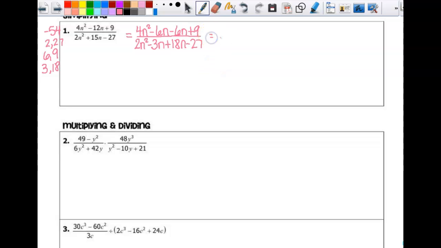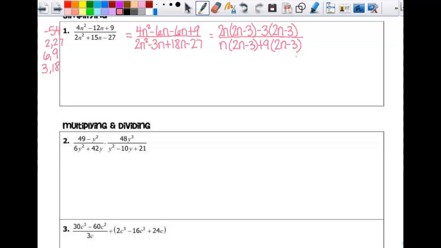Okay, so then I'm going to factor the numerator by grouping. I can factor out a 2n. That leaves me with 2n minus 3. Factor out a negative 3. That leaves me with 2n minus 3. Denominator right here, I can factor out an n. That leaves me with 2n minus 3. Here I can factor out a 9. So I get plus 9. Leaves me with 2n minus 3.